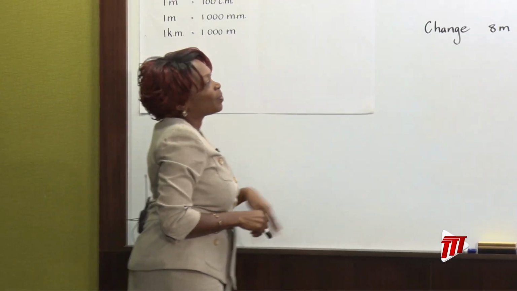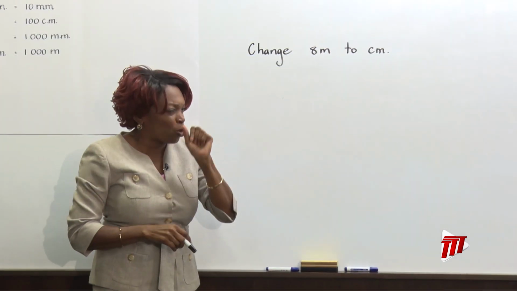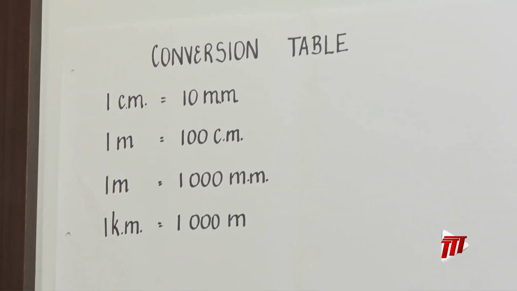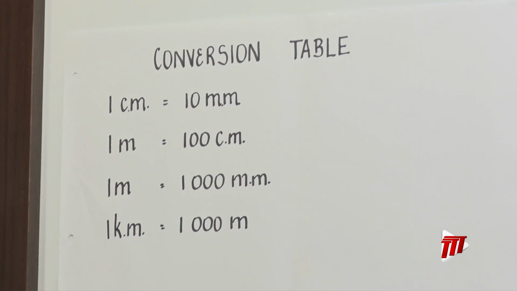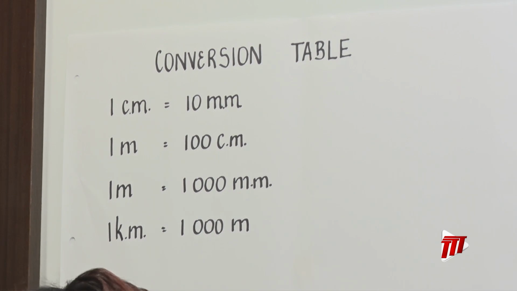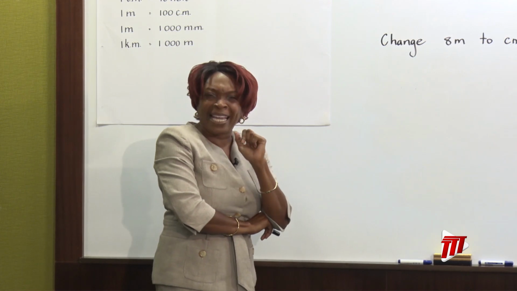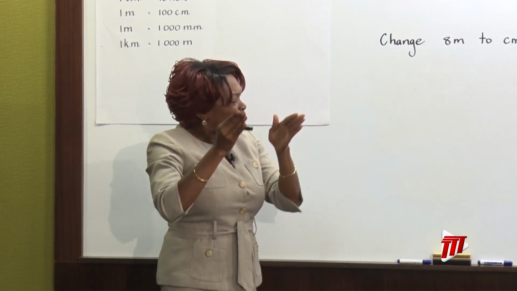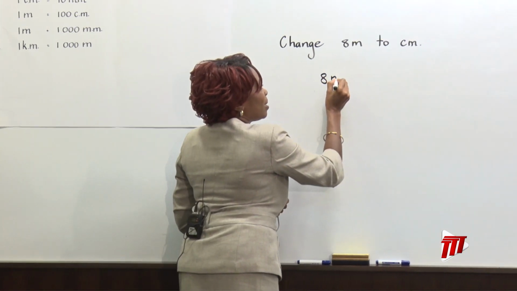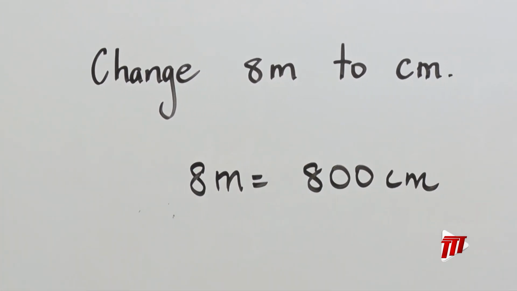Read with me now. Change 8 meters to centimeters. Let's go back to the table. 1 meter is equal to 100 centimeters. So if 1 meter is equal to 100 centimeters, can we not assume or say that 8 meters will be 800 centimeters? 8 meters is equal to 800 centimeters. Are you with me now?